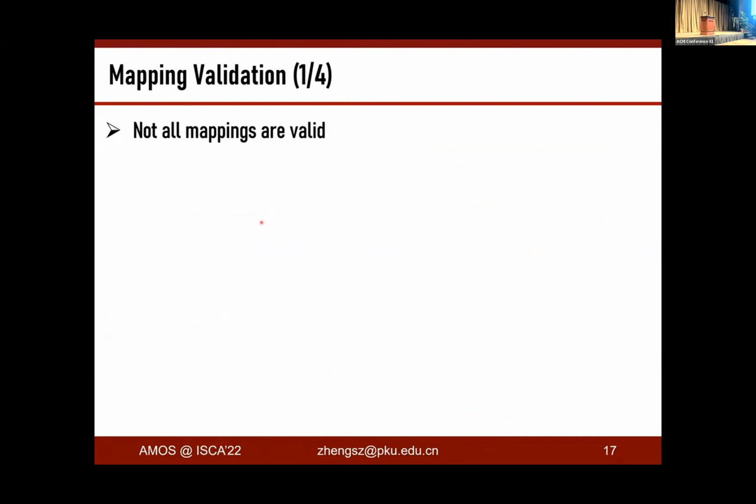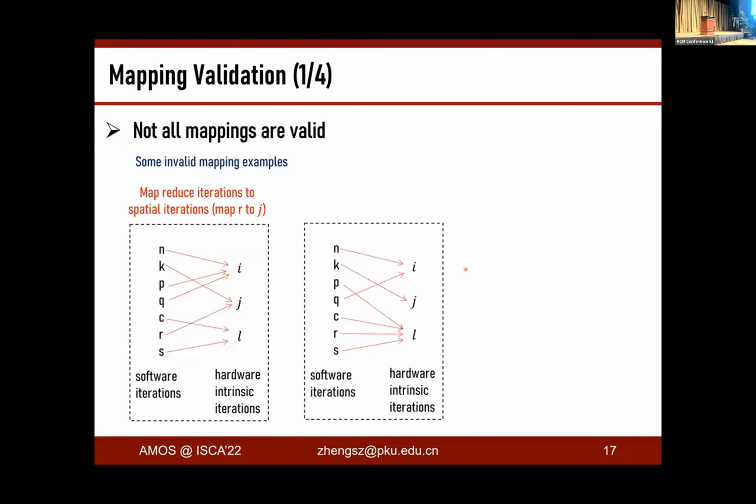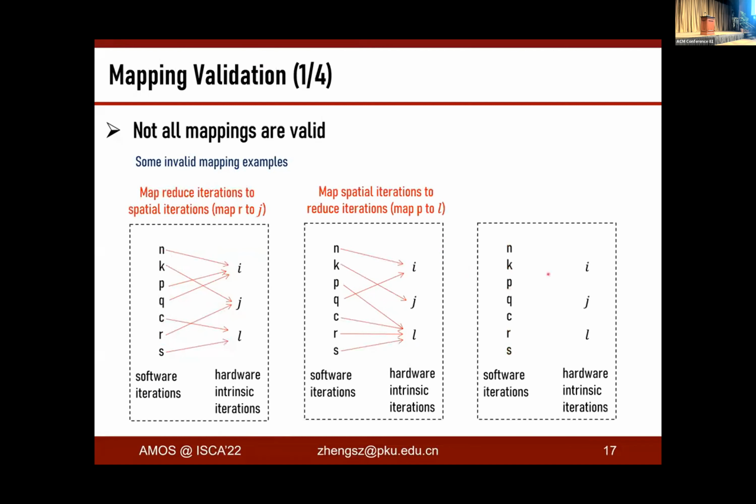We show 3 invalid mapping examples in this slide. The first mapping maps reduced iterations to the spatial iterations, that is, it maps R to J. And the second mapping maps spatial iterations to the reduced iterations, it maps P to L. And the third mapping maps iterations N and K together. N and K access tensors in different manners, so mapping them together will result in incorrect data.